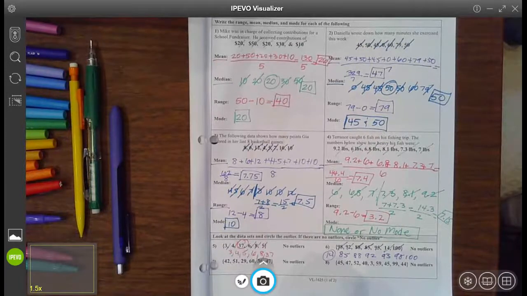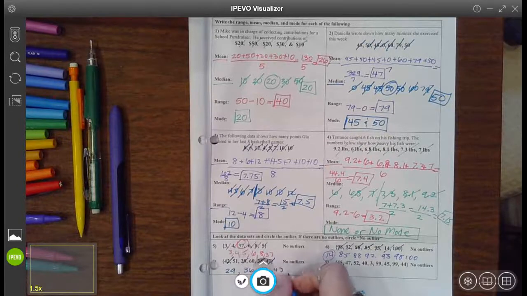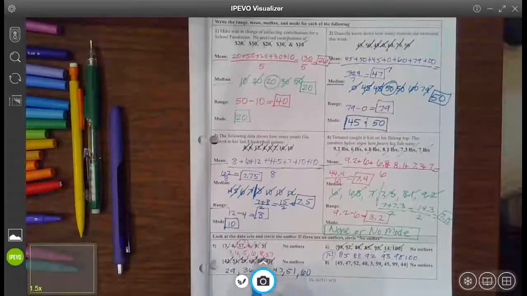Okay, well, let's put it from least to greatest. So we have 29, and then 36, and then 42, and then 47, 51, and finally 60. Okay, so 9 apart, about 4 apart, 3 apart, 6 apart.